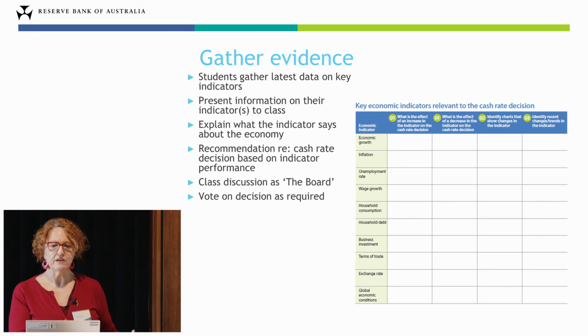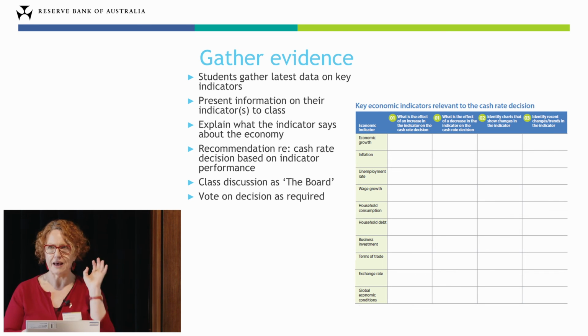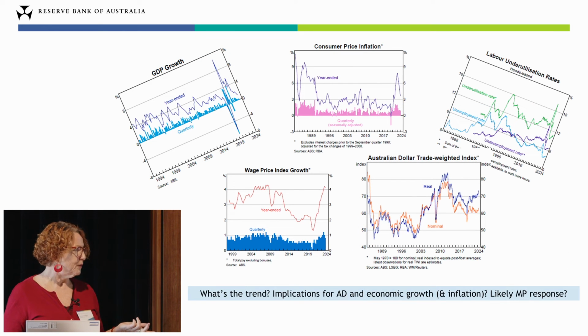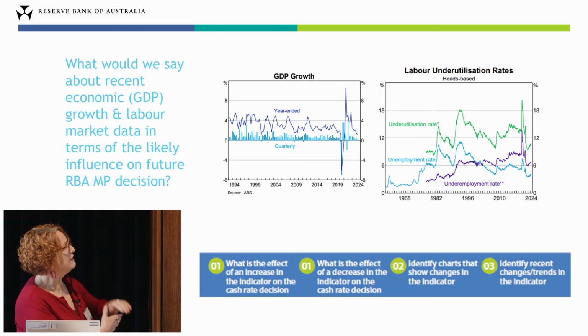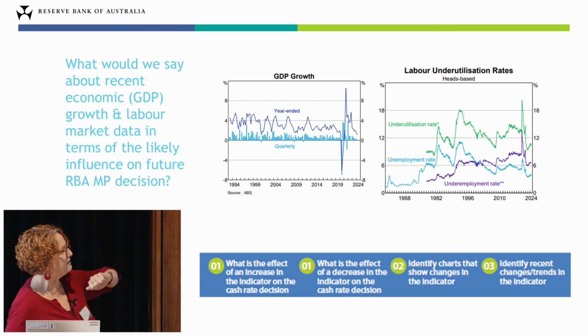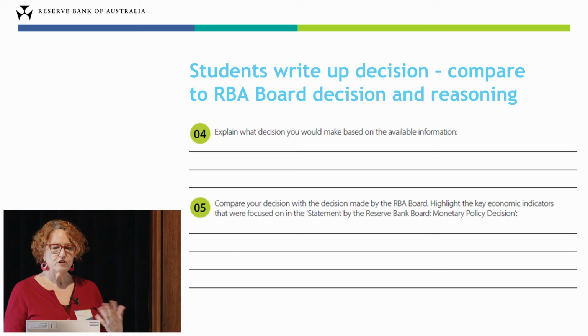Find out what the indicator is. What's happened to that indicator recently? It's a little bit like that aggregate demand, aggregate supply activity before, but here you're actually looking specifically at the implications for monetary policy settings. And then you have a discussion in class as a board, should we move or not? And then they have to say, if you're looking at this chart, GDP growth and labour underutilisation rates, how is this likely to affect the RBA's decision, the RBA board's decision, I should say? And then students write up their decision, and then they would compare it to a future RBA decision, or the next time the RBA met.